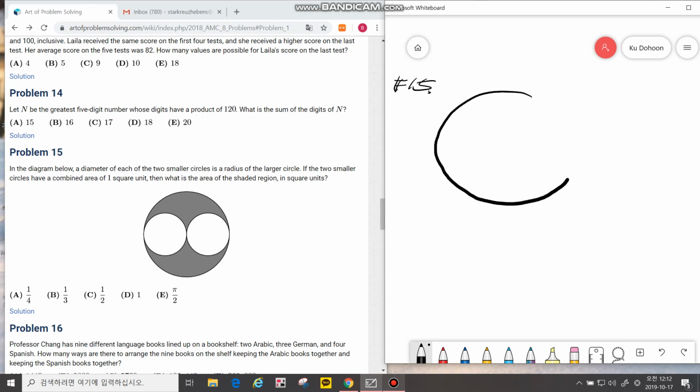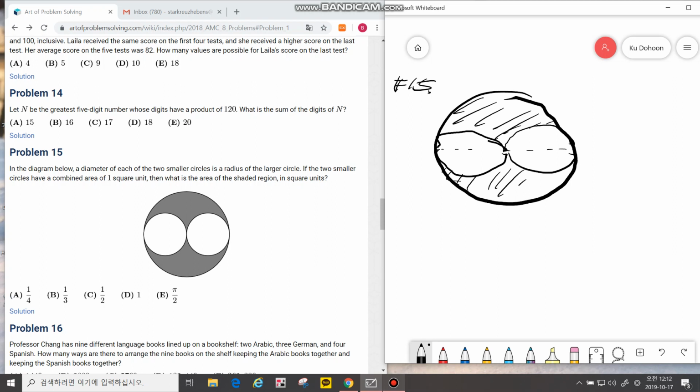So we have a circle here, and now we have two smaller circles. Freehand drawing is so hard. So this is a center, and you have a circle here, and then another circle here. It doesn't really look like a circle at all, but you got the point. The perfect drawing is on the left-hand side, so you can refer to that if you do not see what's going on here.